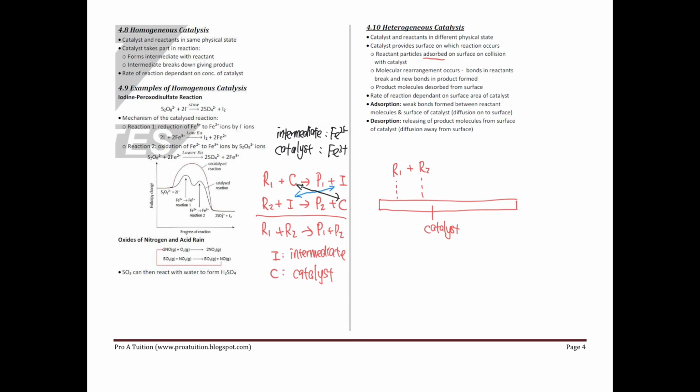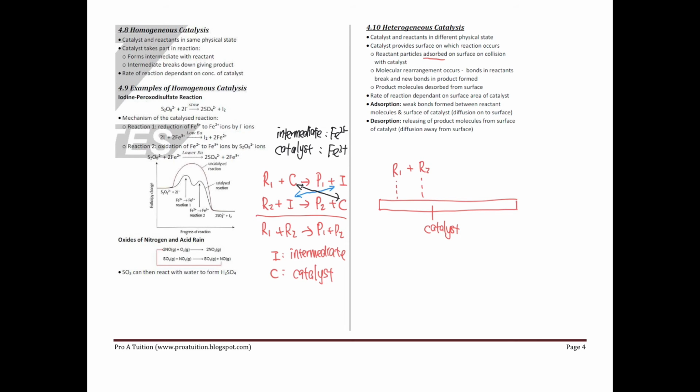Okay, so that is a catalyst which acts as a platform where they form chemical bonds and at the same time they meet each other. So let's see here. Molecule rearrangement occurs. Bonds in reactant break and new bonds in product form. So the reactants come to the surface, at the same time they meet each other, then they form new chemical bonds. Then certain chemical bonds are broken. And product molecules dissolve from the surface.